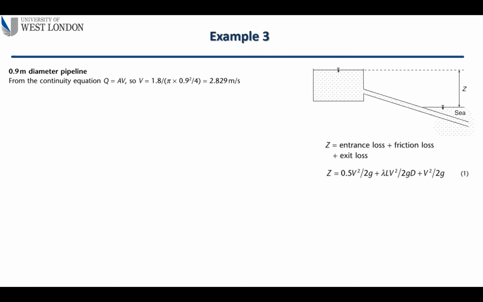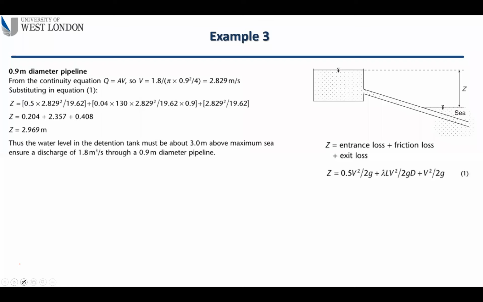So the result of this is 2.829 meters per second, so almost 3 meters per second. So we're just going to substitute the velocity in this equation, and we can easily calculate the unknown variable, which is the Z that is required.